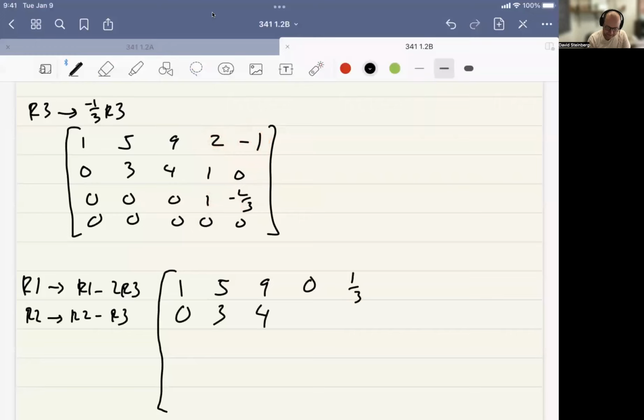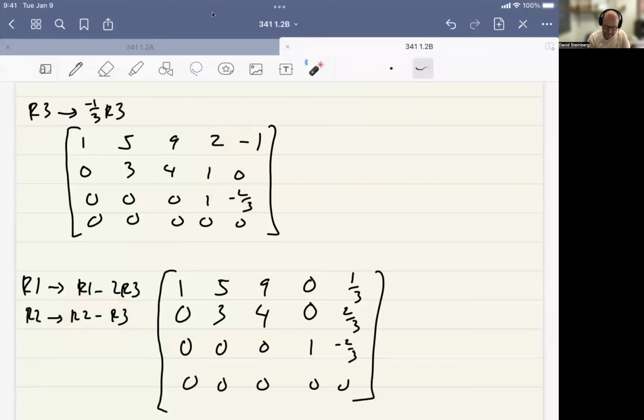Okay, 1 minus 1 is 0. Sorry. We're just doing row 2 minus row 3. So it should be 0 minus -2/3 is 2/3. Okay, and row 3 hasn't changed. And neither has row 4.